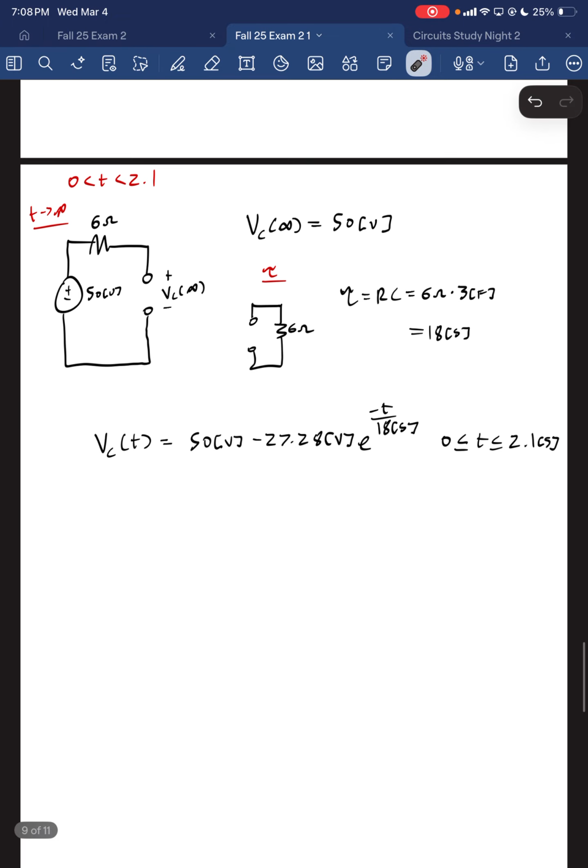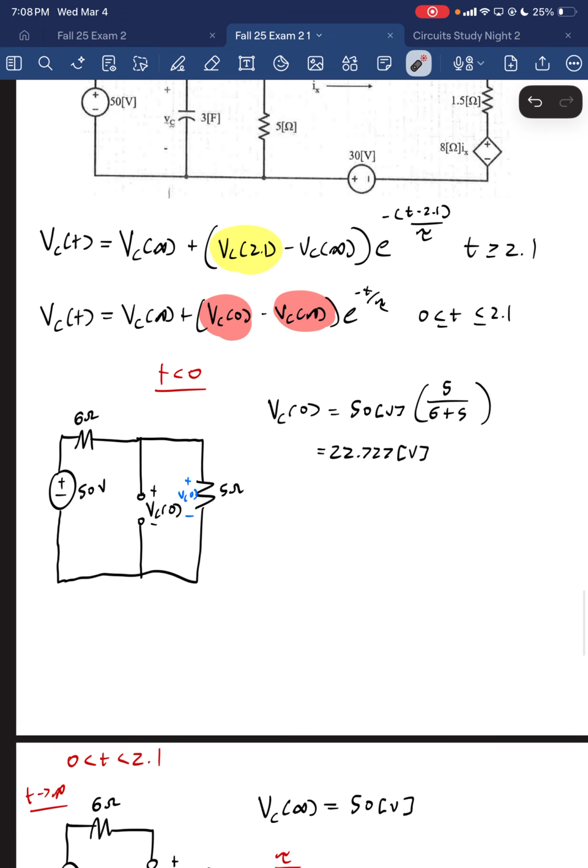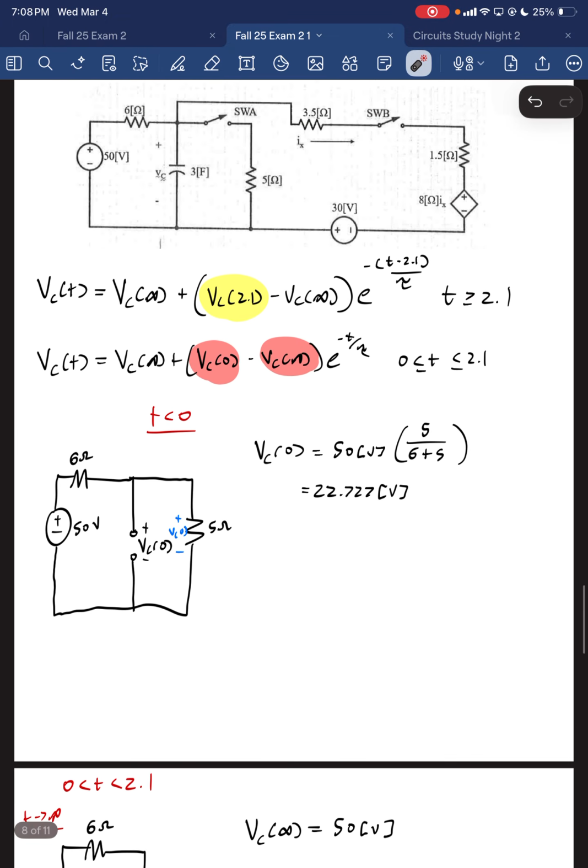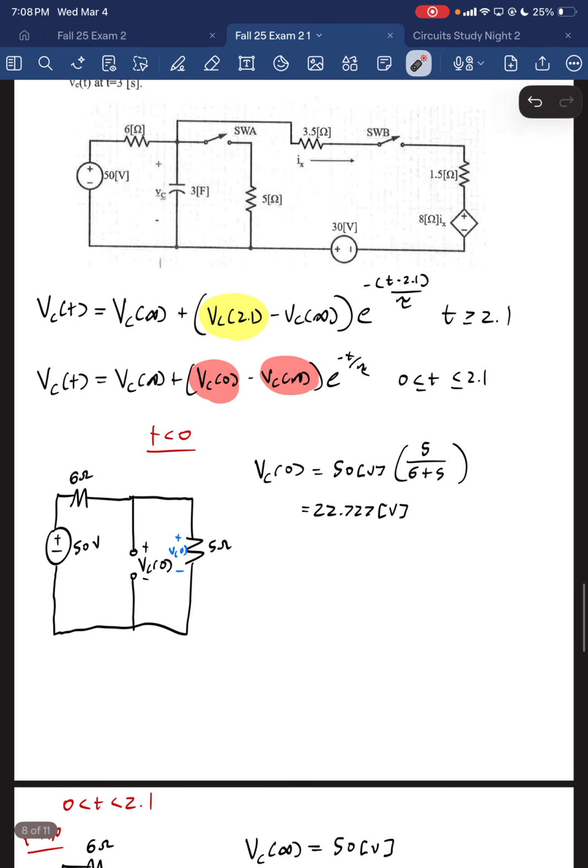Okay, yeah, so that's our first equation. But remember what we're going for here? We're using that first equation to find our initial condition for this equation that we are going to then use to solve for VC at 3 seconds.